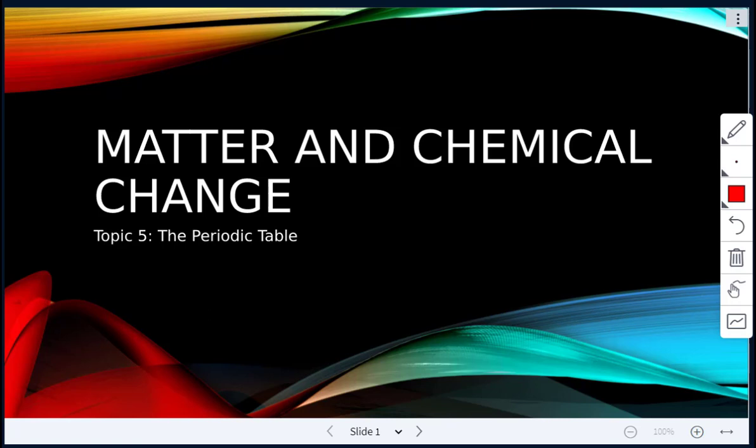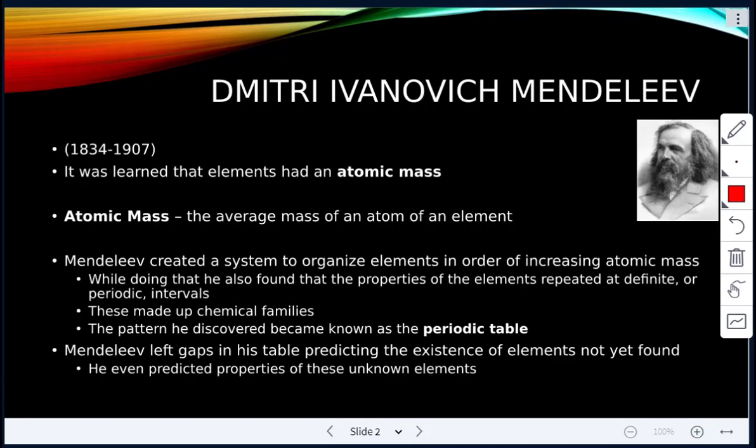All right, today's lesson in our unit Matter and Chemical Change is topic 5, the periodic table. The videos we watched in the previous lesson introduced us to Dmitry Mendeleev, who lived 1834 to 1907. It was learned that elements had an atomic mass. An atomic mass is the average mass of an atom of an element, and most periodic tables include the atomic mass of elements. Mendeleev created a system to organize elements in order of increasing atomic mass.